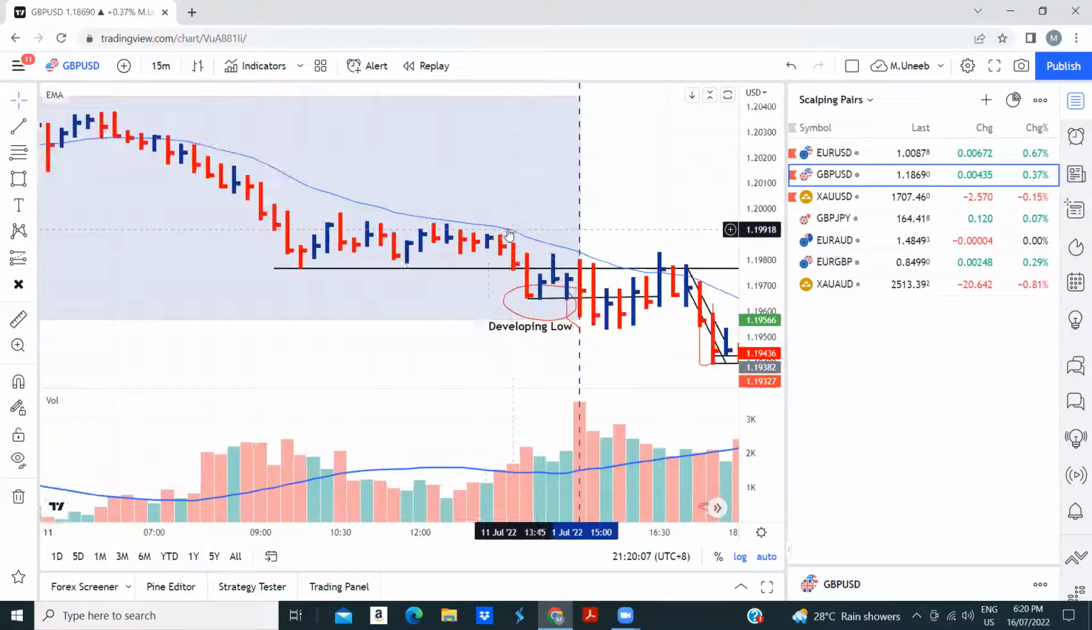Okay. Because most of the time, what happened in the past video, the London opens right over here because we have a jump like this and then the London opens, so the low has already been made. Here it's still a developing low. We don't know.